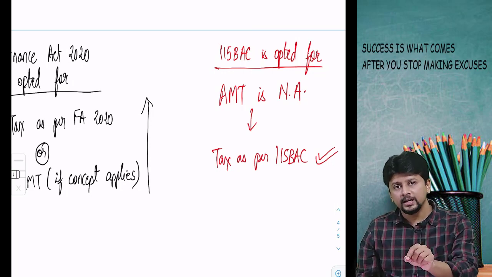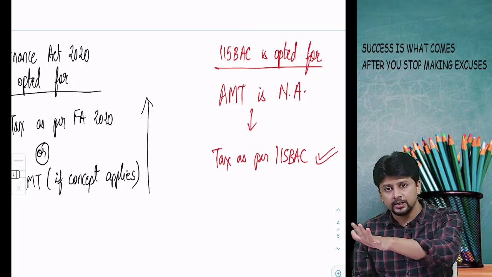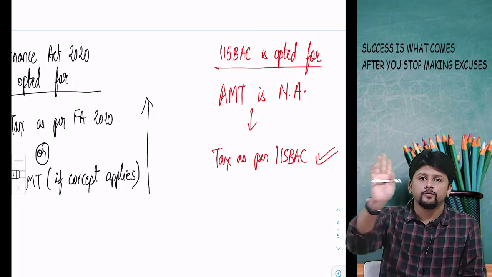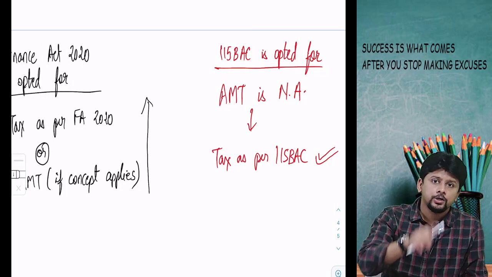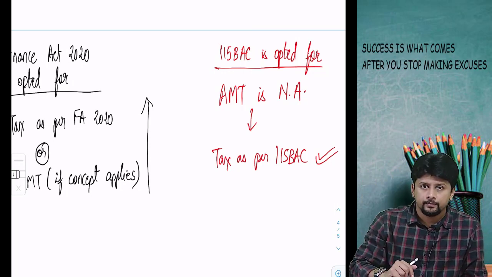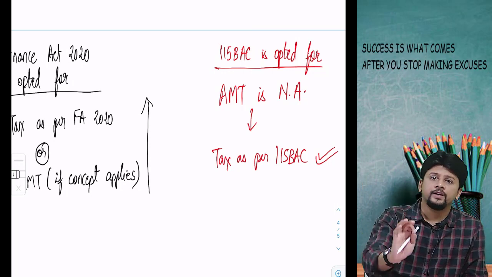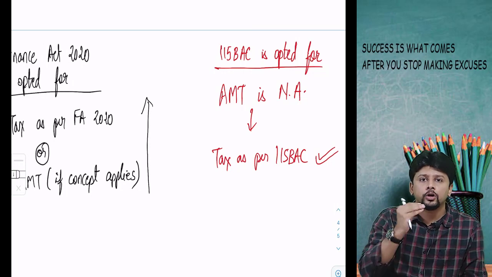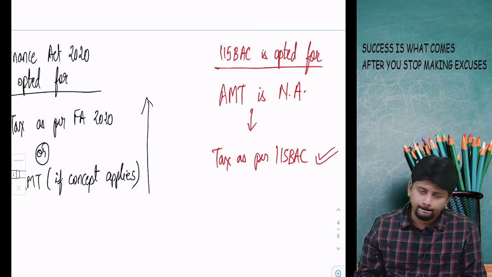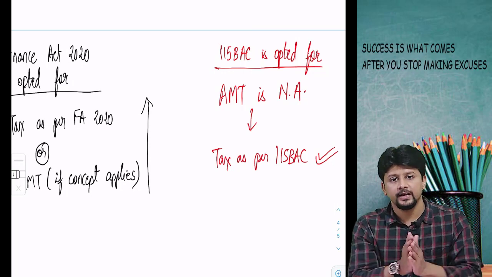If you pay AMT, you will get AMT credit, which will be AMT minus regular tax. That will be carried forward for 15 years. And in future, it will be set off when you are going to pay regular tax. But even after the set off, you will definitely pay AMT of that year or something more than that, but not less than AMT. Chalo. So this is the concept of AMT.